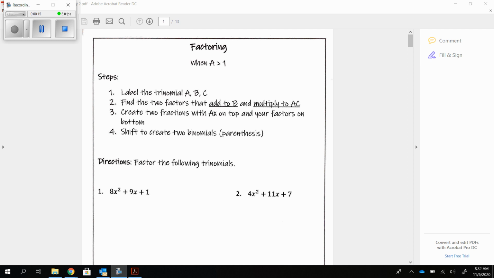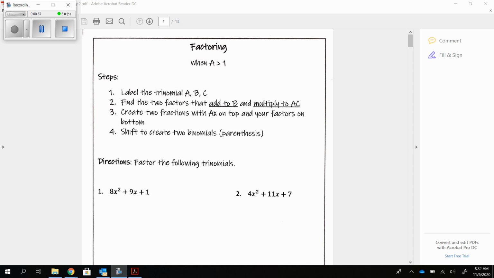All right, step 1's the same. Label the trinomial a, b, and c. We still find the two factors that add up to b and multiply to a times c. The only difference is this time a is going to be greater than 1. It was really easy to find numbers that multiply to ac when a was 1, because you're basically just finding what it multiplies to, c.